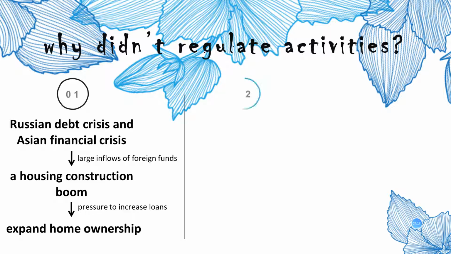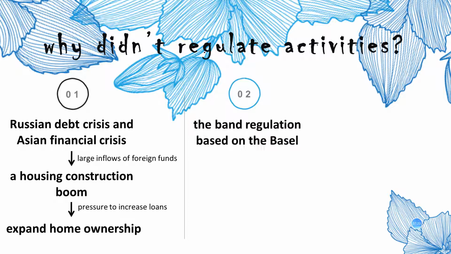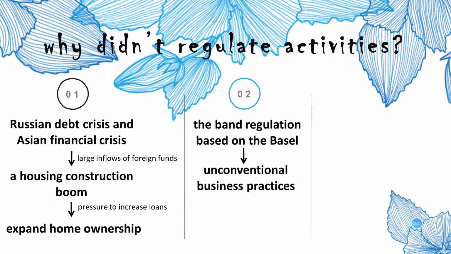Furthermore, some research shows that the bank regulation based on the Basel Accords encouraged unconventional business practices and contributed to or even reinforced the financial crisis. Subprime did not become magically less risky. Wall Street just accepted this higher risk. And these people were unusually smart and creative.